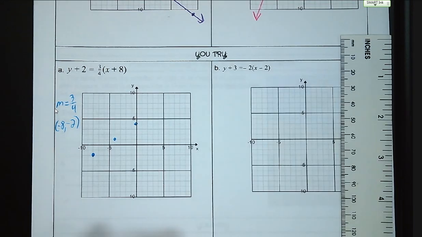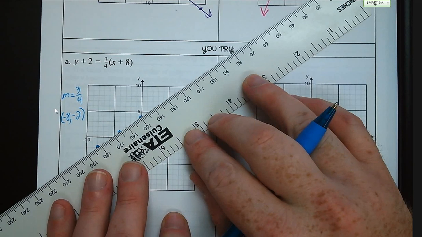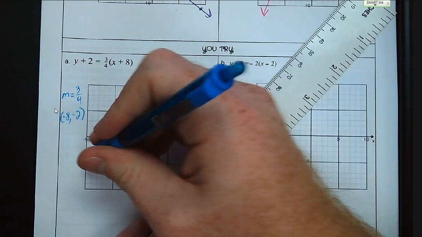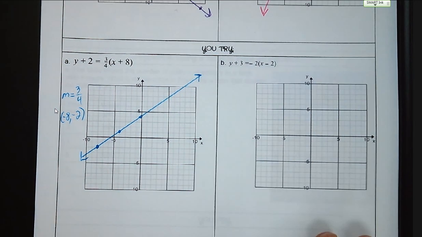3 points, we can make our line. So use your ruler or any other straight edge will work. In the last video I used a pencil because that was what was sitting at my table.